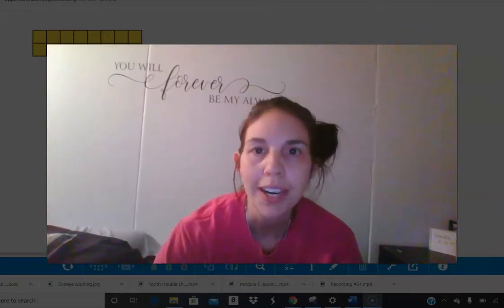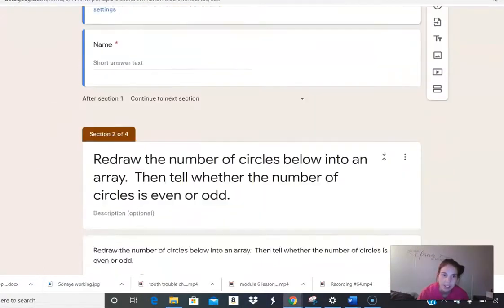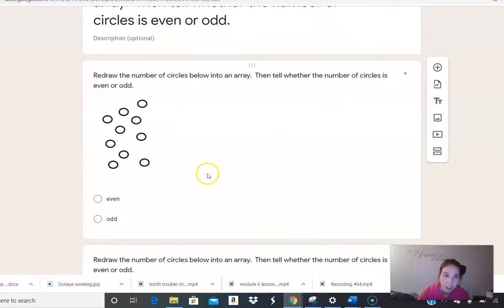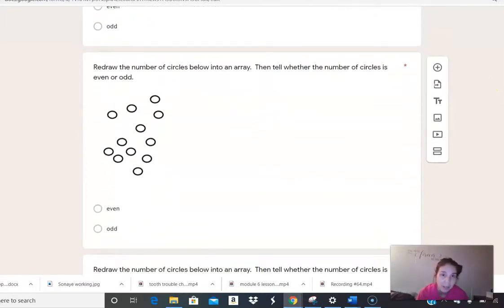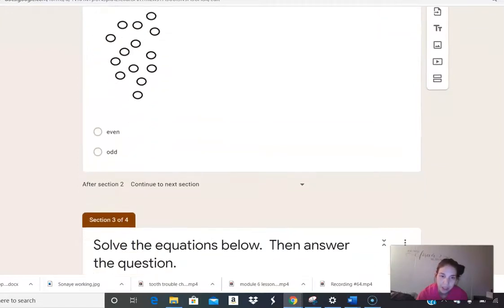Let me show you guys your Google form before I send you on your way. Okay, here's your Google form. Let's see what you're going to do today. Redraw the number of circles below into an array. Then tell whether the number of circles is odd or even. So you're going to look at all these circles. You're going to reposition them probably on a piece of paper. And then you're going to choose if this number of circles is odd or even. You could also count up the circles. And maybe by that you would know if the number is odd or even. And then the same thing here. You're going to see how many circles there are, and you're going to write if it's odd or even. And the same thing here. So you're going to do that one 3 times.